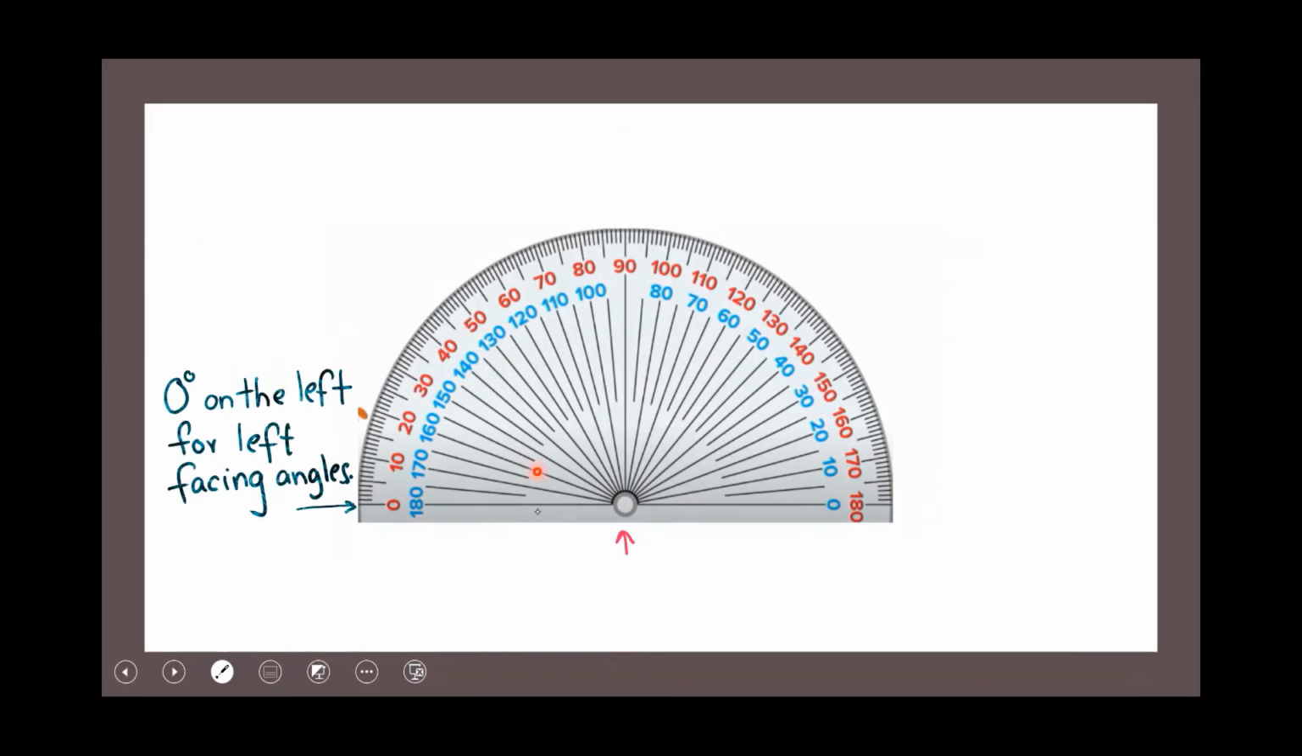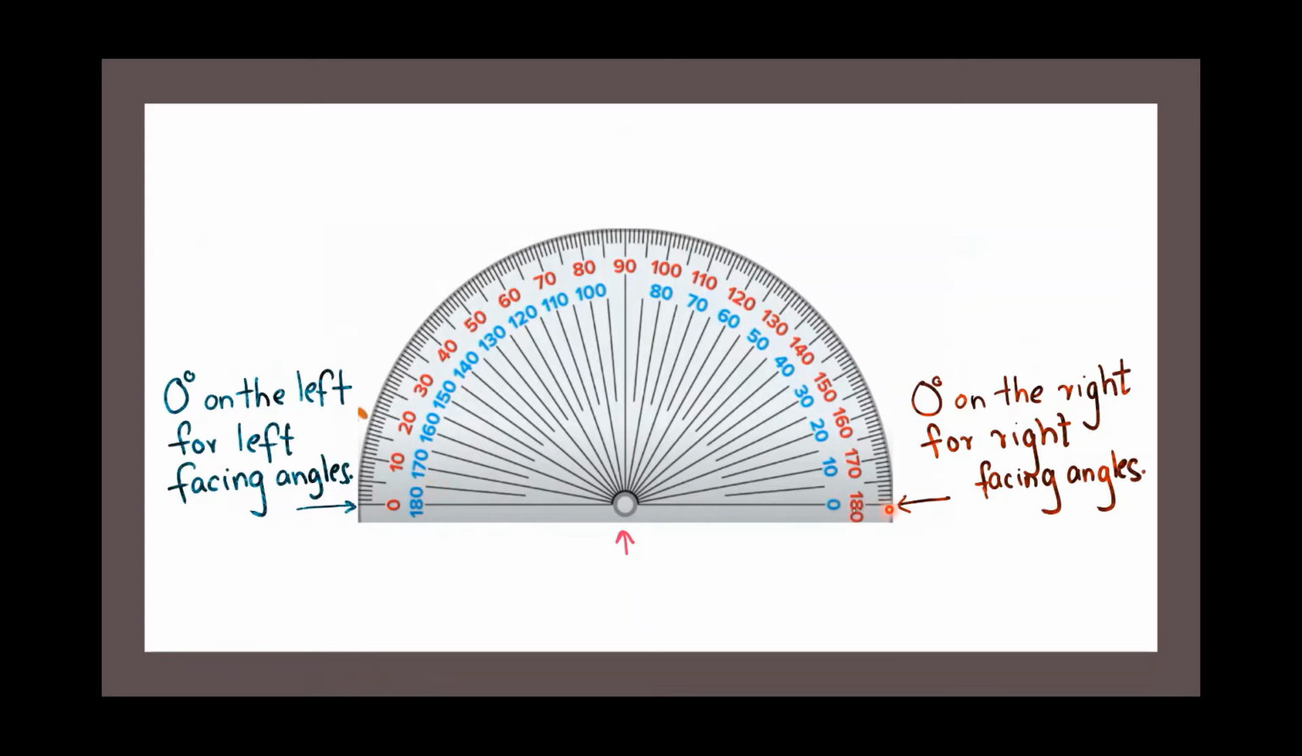Now, as you can see here, there's a protractor. Now, the 0 degree on the left is for the left facing angles. If your angles are facing on the left, you're going to use the 0 degree for the left facing angles. Now, over here on the right, you see the 0 degree on the right is for the right facing angles. As you can see here, if the angle is facing towards the left, you are going to use the 0 degree on the bottom of this.